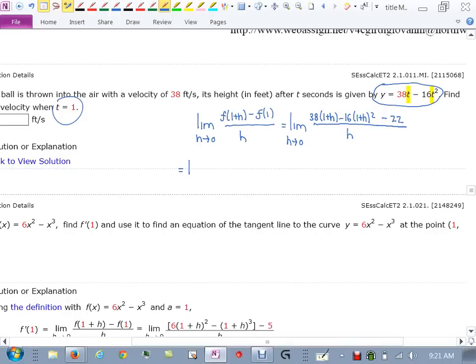This is equal to the limit as h goes to 0. I have 38 plus 38h. That's just distributing here and here. I'm going to wait to do this. I'm going to minus 16. Now, if I expand this out, 1 plus h squared, I get 1 plus 2h plus h squared. And then I still have minus 22 out here, all over h.